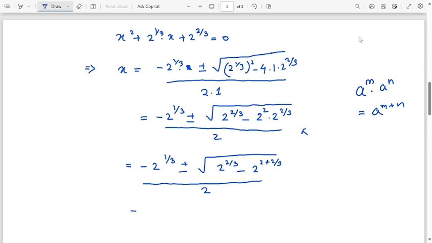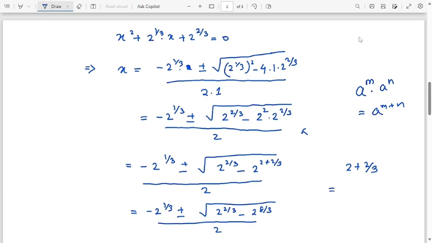So that means −2^(1/3) ± √(2^(2/3) − 2^(8/3)) over 2. You know how to add the fractions: we can write 2 as 6/3, multiplying the numerator and denominator by 3 to get the common denominator, and then we simply add 6/3 plus 2/3, which is 8/3. I hope this makes you understand.